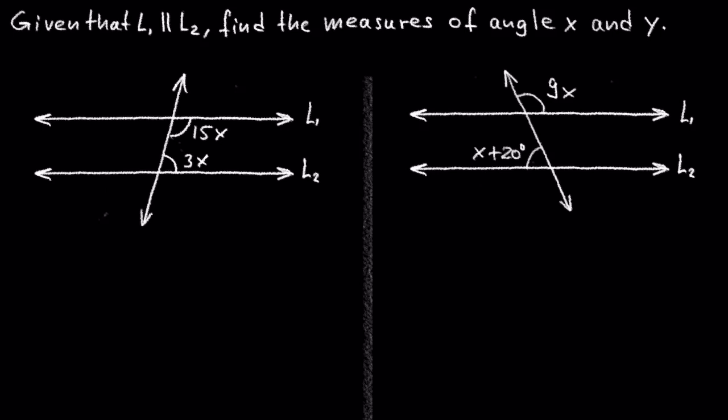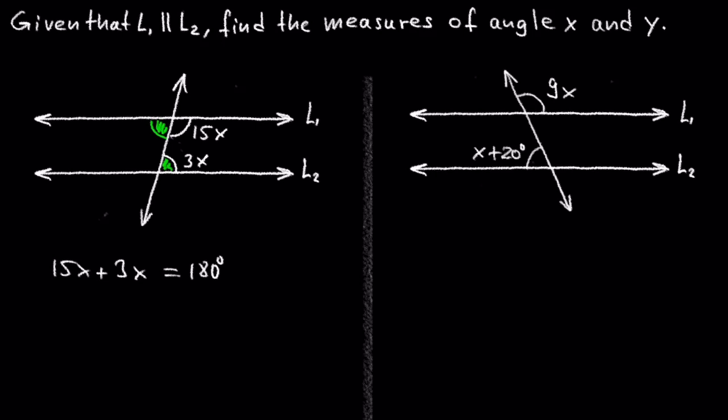This is an interesting one. I really encourage you to pause the video and try this on your own. These two angles have the same measure because they are alternate interior angles. In other words, this angle is also 3x. And now we see that 15x plus 3x equals 180 degrees. Because 3x and 15x are adjacent angles of intersecting lines.